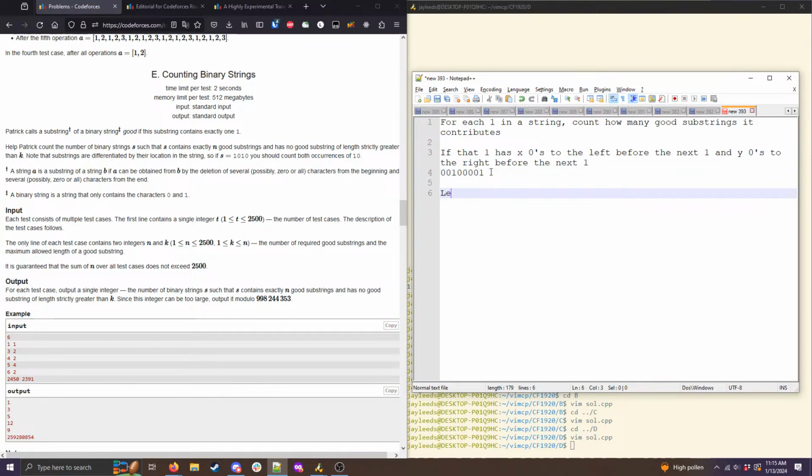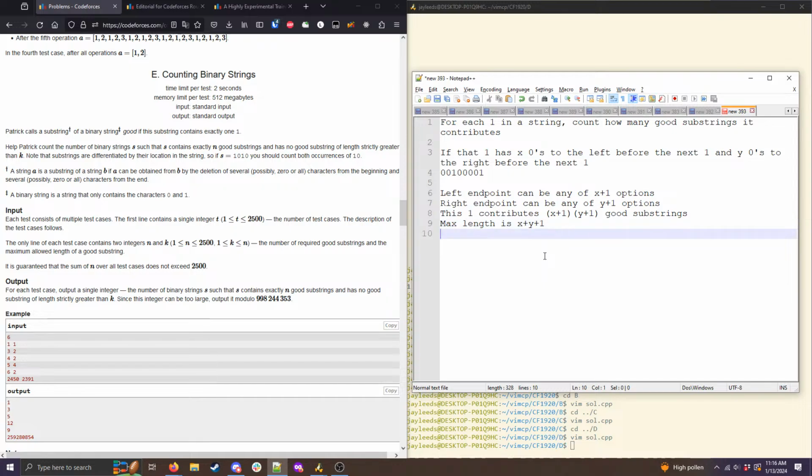So for a good substring, the left endpoint can be any of x plus 1 options, because we can go right before the 1 or before any of these x zeros. And likewise for the right endpoint, we can have any of y plus 1 options. And so this 1 contributes x plus 1 times y plus 1 good substrings. And the maximum possible length, which would include all of these zeros, is x plus y plus 1.